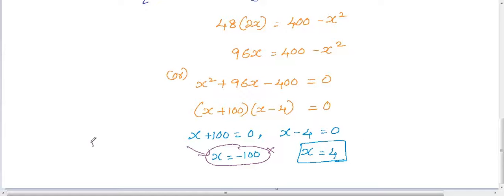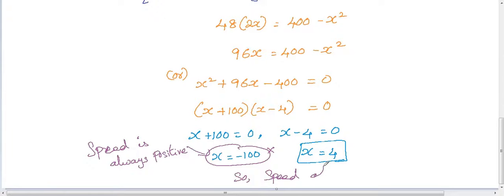Because speed is always referred to as positive, we can conclude that the speed of the stream is 4 kilometers per hour.